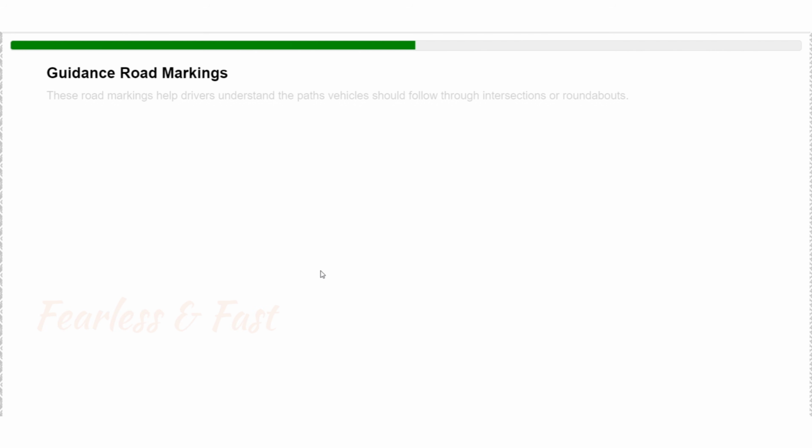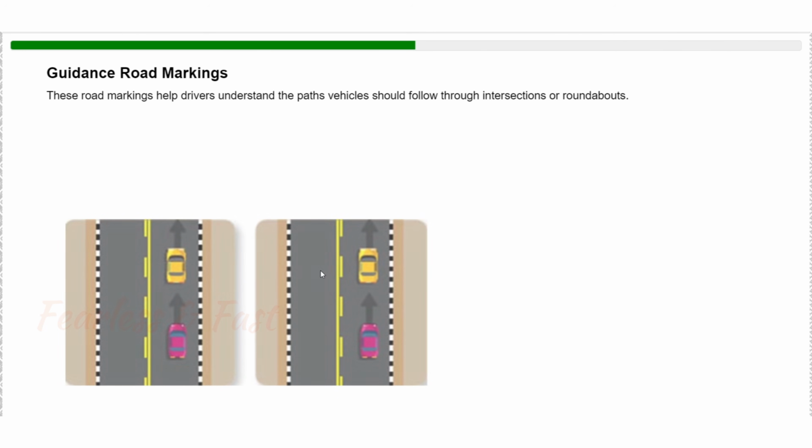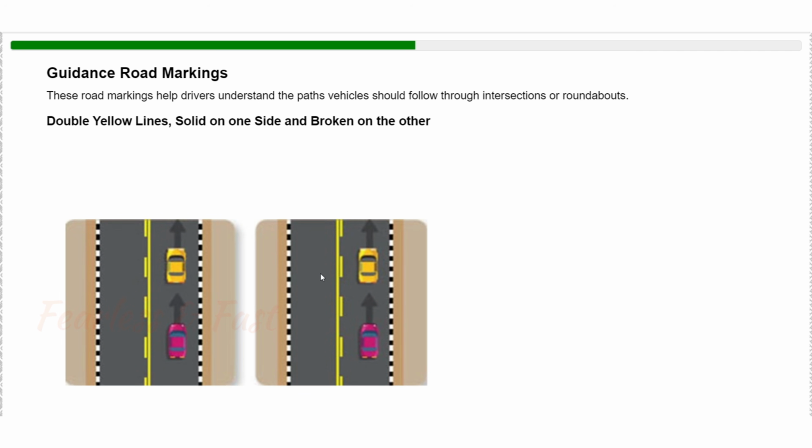Guidance road markings. These road markings help drivers understand the paths vehicles should follow through intersections or roundabouts. Double yellow lines, solid on one side and broken on the other.